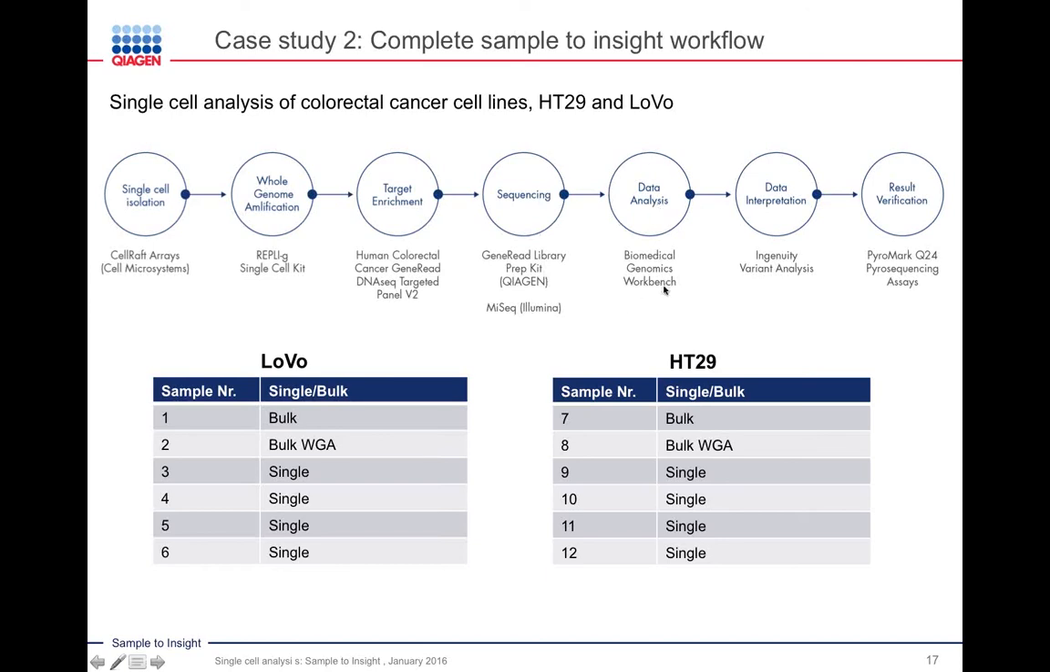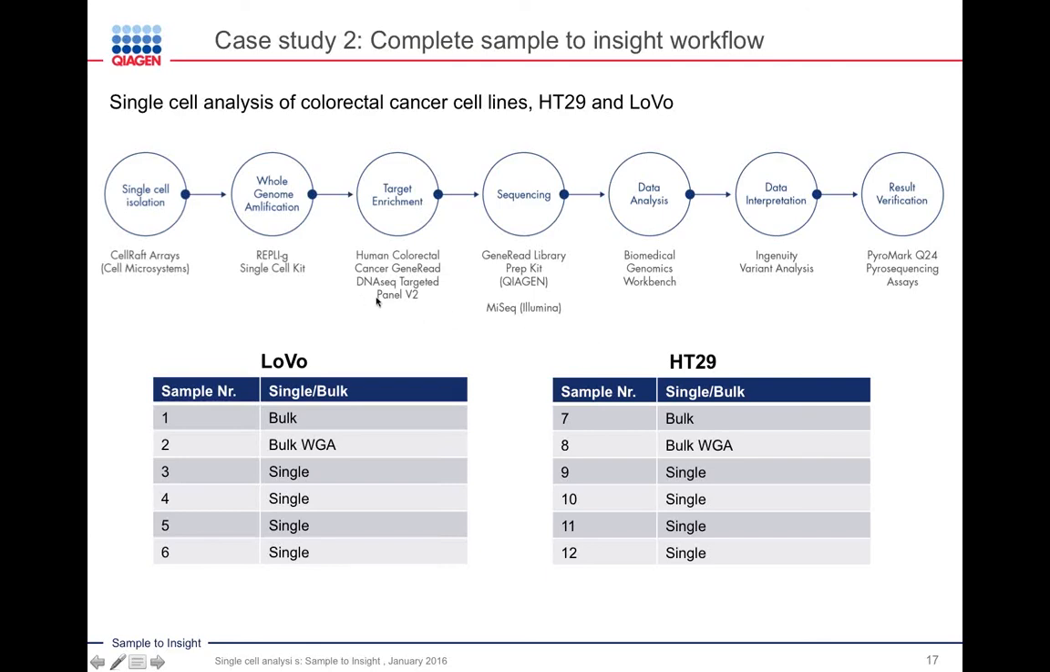The data analysis is again going to be done on the Biomedical Genomics Workbench with the data interpretation on the Ingenuity Variant Analysis. And we're further going to take advantage of QIAGEN's expertise with pyrosequencing, using the PyroMark Q24 assays for confirming some of the known pathogenic variants that would be identified in each of these cell lines.